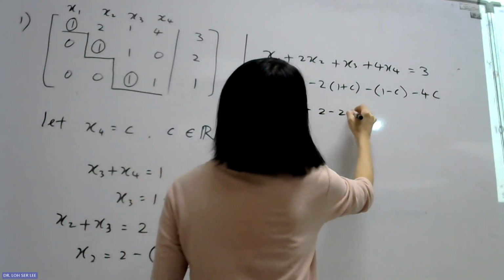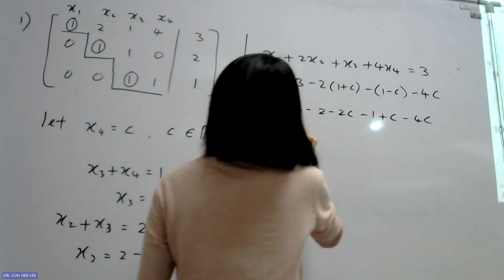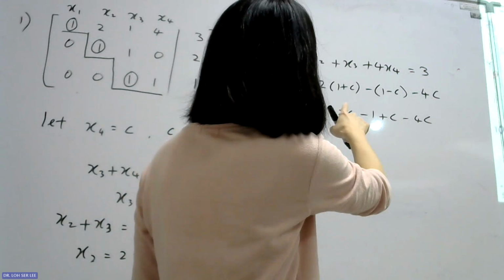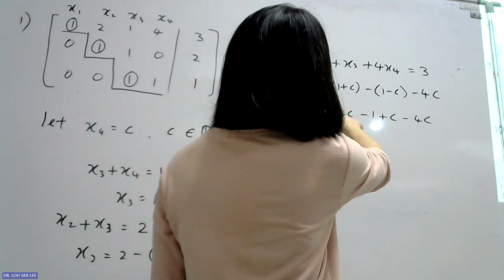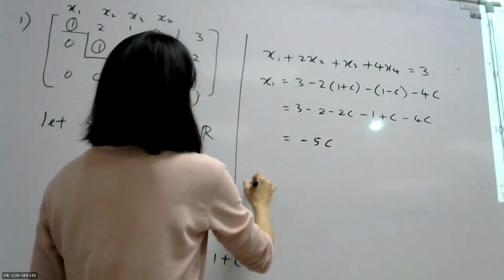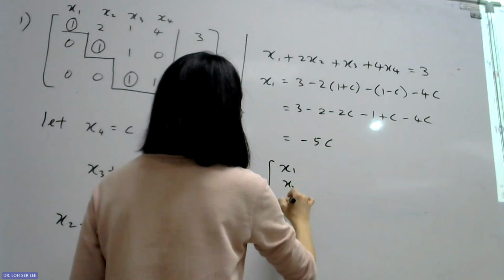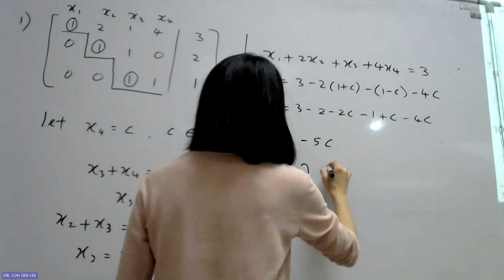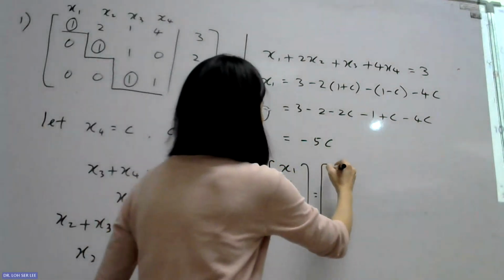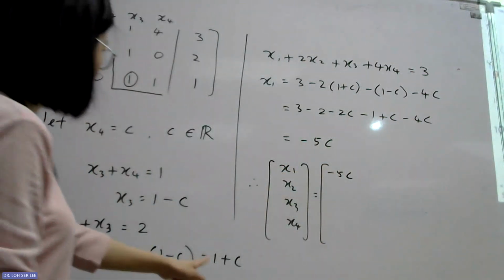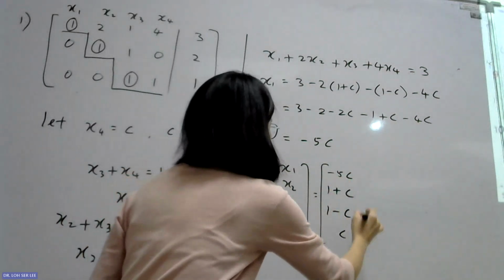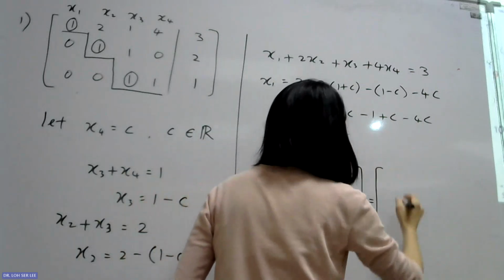3 minus 2 minus 2c minus 1 plus c minus 4c. 3 minus 2 is 1, 1 minus 1 is 0. So negative 6c plus c, so negative 5c. Okay, then put your answer x1, x2, x3, x4 into a vector form. x1 is negative 5c, x2 is 1 plus c, x3 is 1 minus c, and x4 is c. So this one you need to practice into 2.